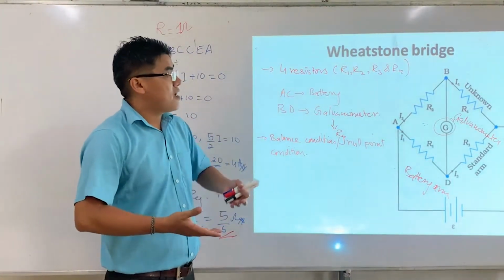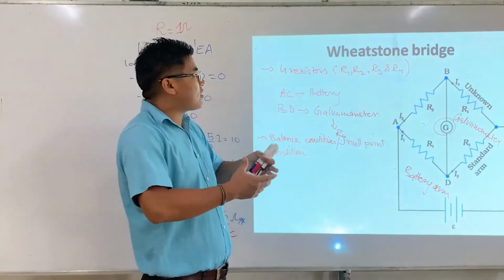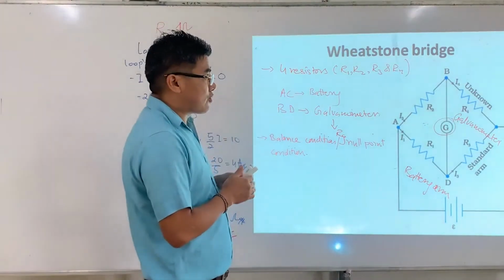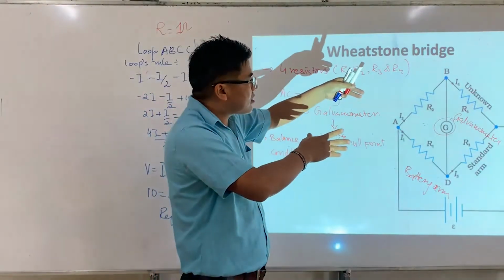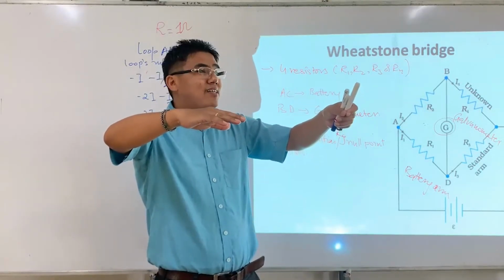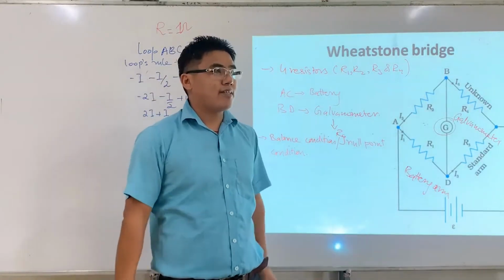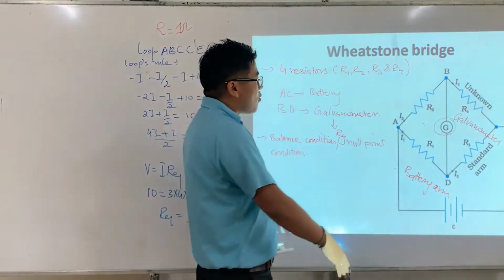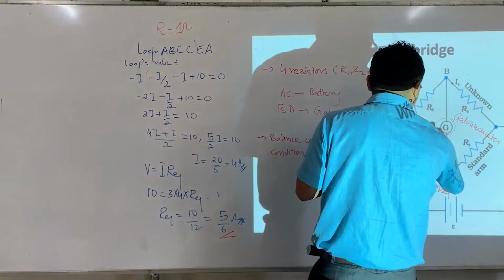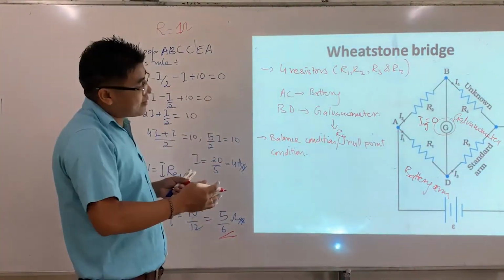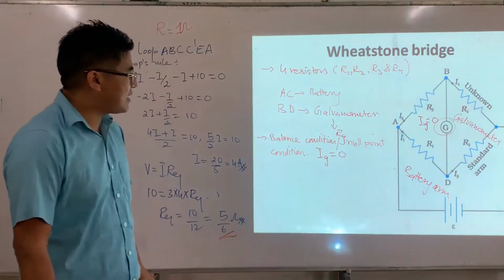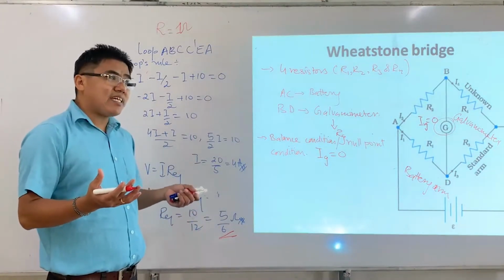So this question normally arises. Under a balanced condition, think of a seesaw: once the two sides are balanced, neither does this go down nor that go up. It stays balanced. Likewise, once these two sides are balanced, there won't be any current. Ig is going to be zero. There is no current passing through the galvanometer. So the balance condition or null point condition is such that Ig is equal to 0. When we achieve this condition, we say it is balanced.